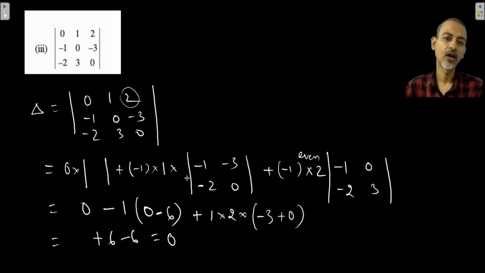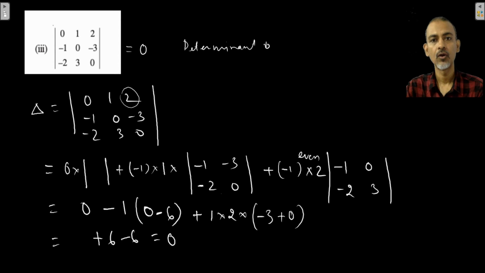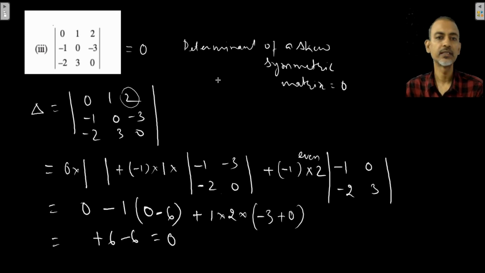So how do I know that I made a mistake? Because I already knew the value of this is going to be 0. And why did I know that? Because this is a determinant of a skew symmetric matrix. The determinant of a skew symmetric matrix is always going to be 0. So what is a skew symmetric matrix?